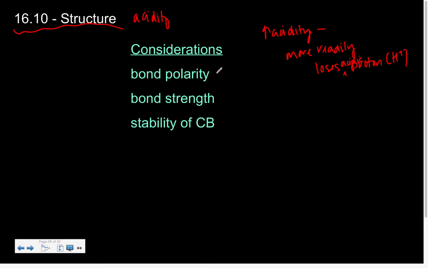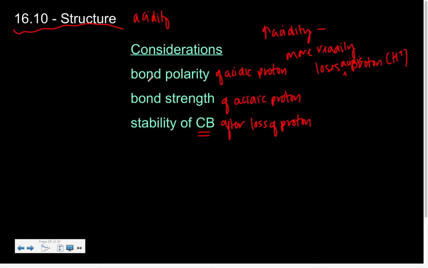One, bond polarity of the acidic proton. Two, the bond strength of the acidic proton. Or three, the stability of the conjugate base after the loss of my proton.